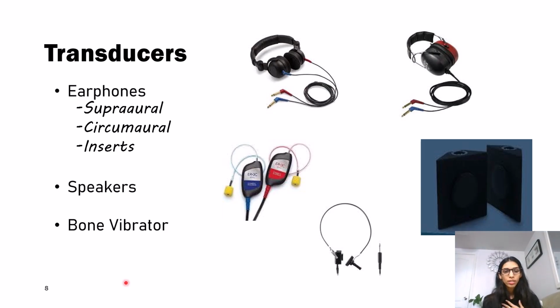Give me a second. So these are the supra-aural earphones. It covers the pinna, and this model just sits in the ear. And circumaural has much bigger cushions.